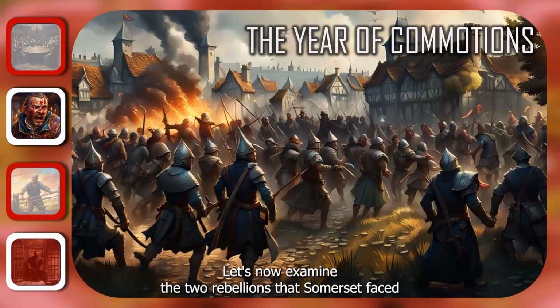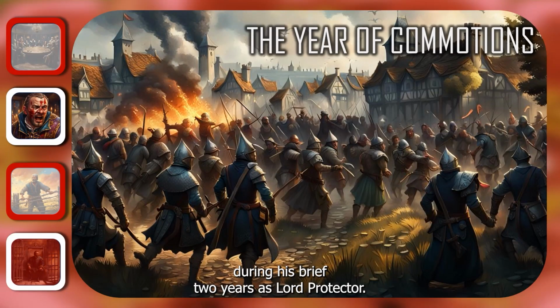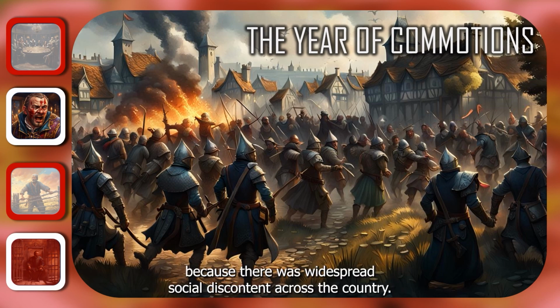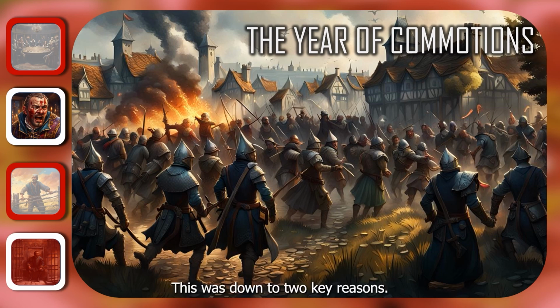Let's now examine the two rebellions that Somerset faced during his brief 2 years as Lord Protector. Historian Susan Doran calls the year of 1549 the year of commotions, because there was widespread social discontent across the country. This was down to two key reasons.